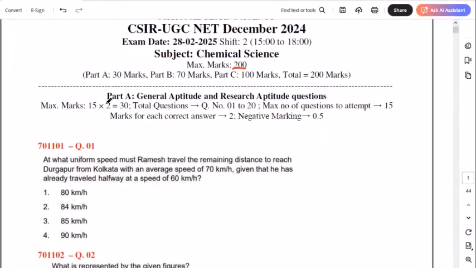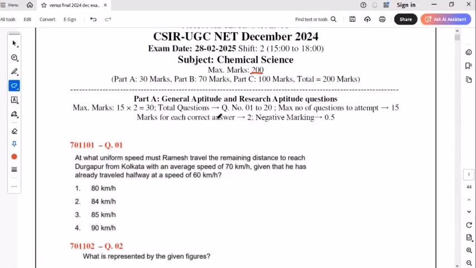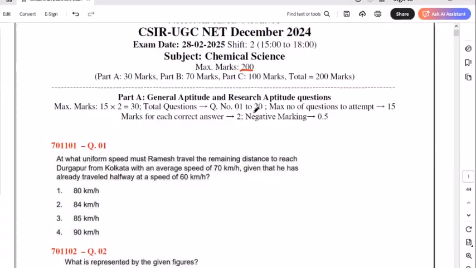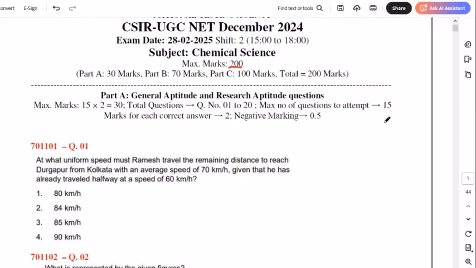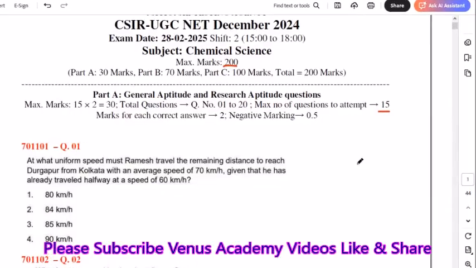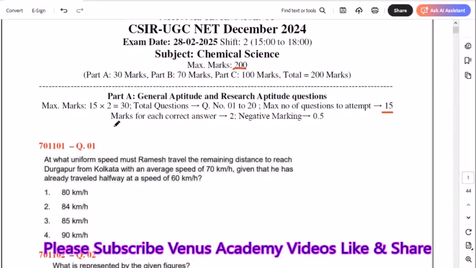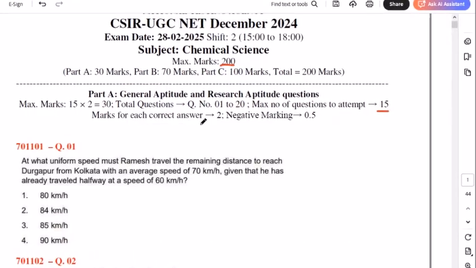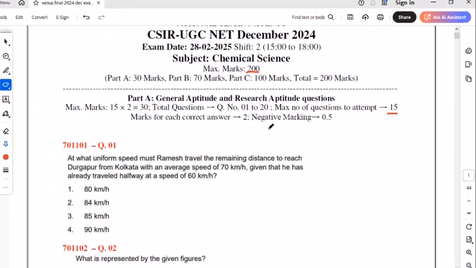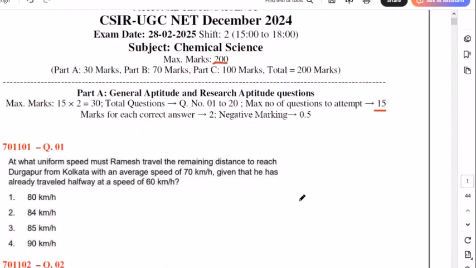As you know, Part A is general aptitude and research aptitude questions, and this part consists of a total of 20 questions, out of which you are supposed to attempt any 15 questions, and the first 15 questions will be taken into account to give marks. The maximum marks for each correct answer are 2 marks. If you tick a wrong answer, you are going to lose 0.5 marks. Let us see the questions.